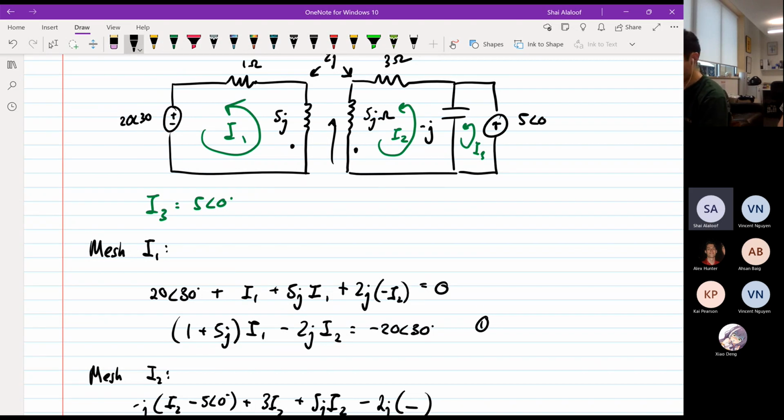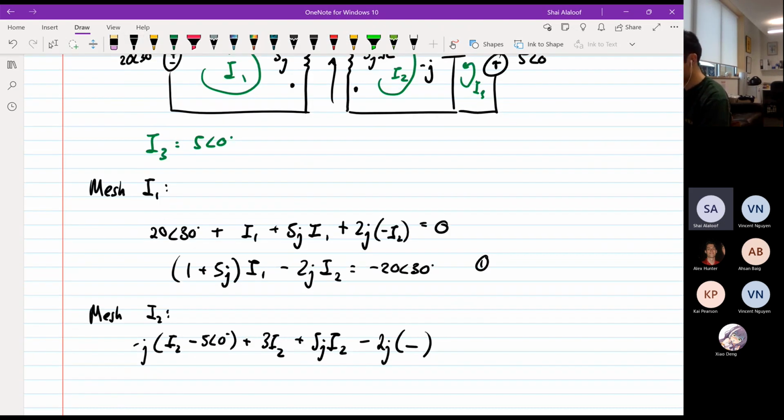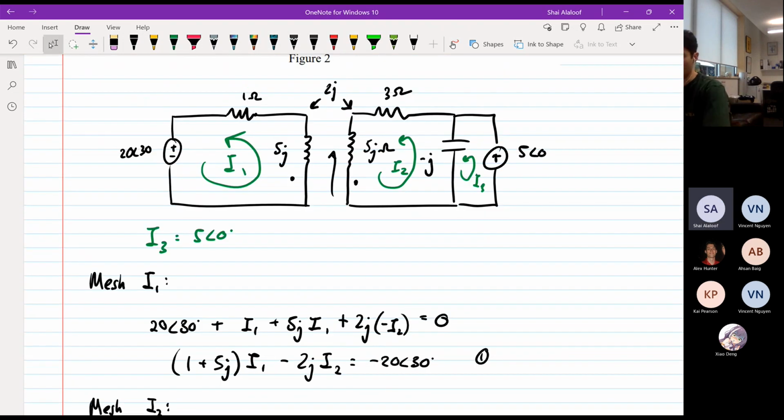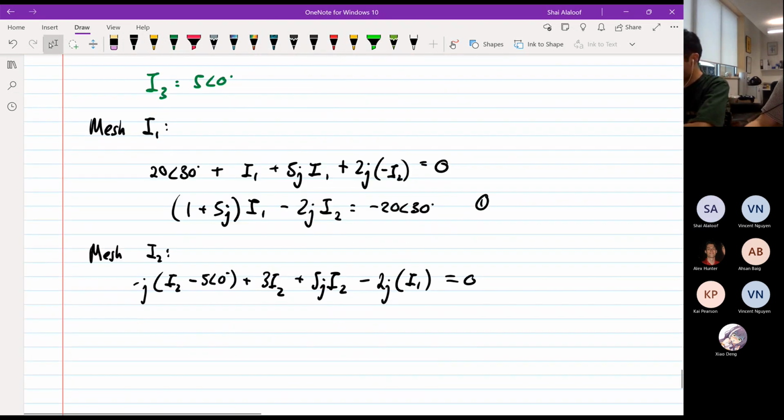Which is I1, right? Since I1 is entering the dotted terminal, I'm just going to write I1 inside the brackets here, I1. And the minus sign here came because the I2 was entering the non-dotted terminal. Cool.